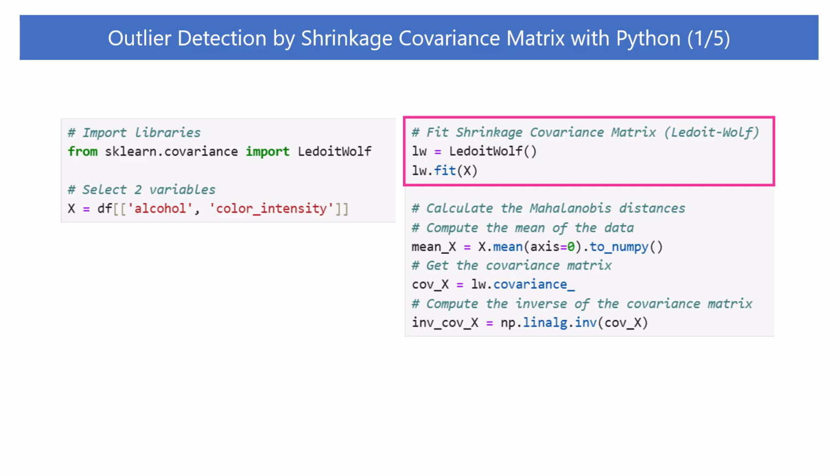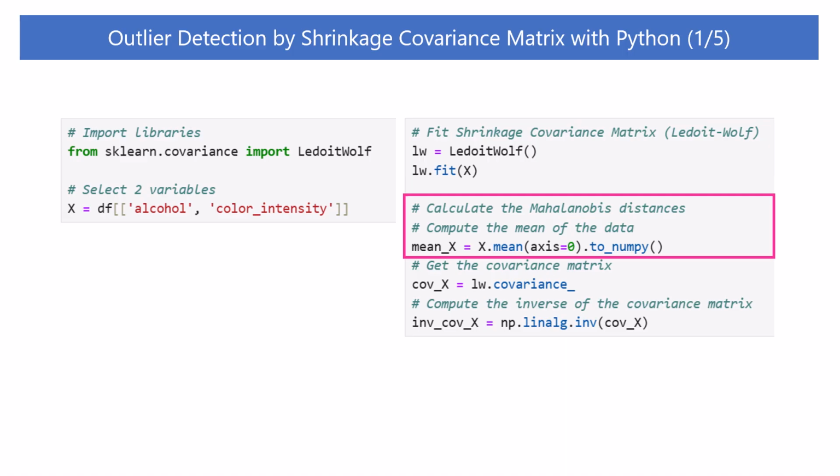Now, let's execute the outlier detection. First, initialize Ledoit-Wolf as LW to run Ledoit-Wolf shrinkage. Then, fit the dataset x to this LW. Next, compute the mean of each variable. To calculate the mean values of each variable, set axis equals 0 to compute the mean along the columns.